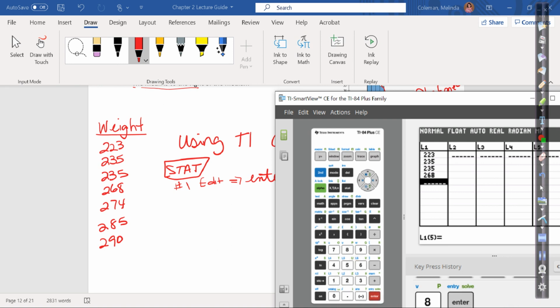268, 274, 285, 290. I have 7 pieces of data. This tells me that I'm on the 8th piece, but I didn't enter anything, so I have 7 pieces of data. Right. Now, again, we got to go to the clear.